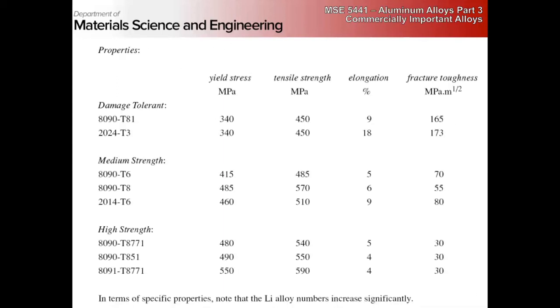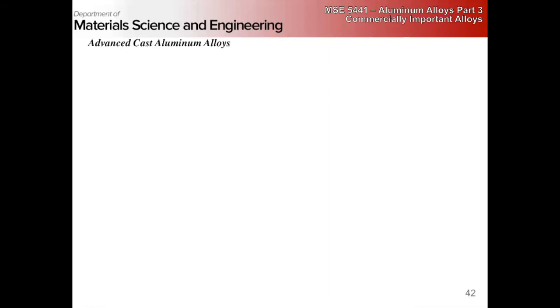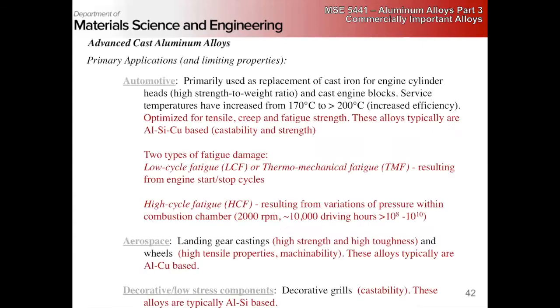Okay, so that's it for the wrought alloys. Cast aluminum alloys are primarily used in the automotive industry. Right? These are a replacement for cast engine blocks and engine cylinder heads. So we have a very high strength to weight ratio. Service temperatures are now above 200 C, increased thermodynamic efficiency of the engine.